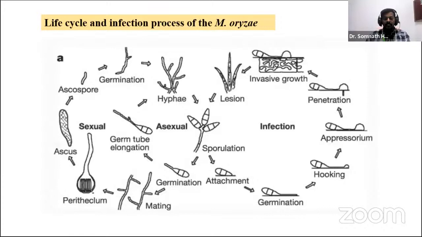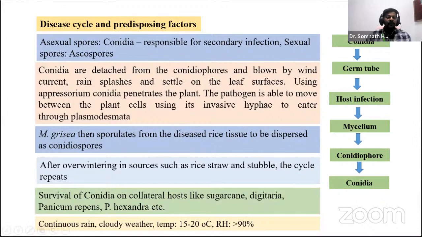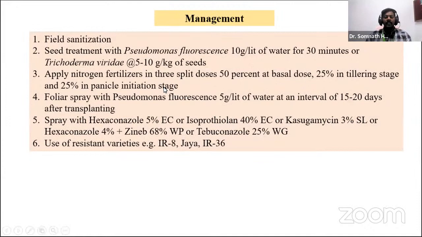As I discussed, these are all the steps. So we'll go to the management. In order to manage Magnaporthe grisea or oryzae, field sanitation is very much required. Seed treatment with biologicals or Pseudomonas is required. Seed treatment with Trichoderma at the rate of 5 to 10 gram per kg of seed is required.